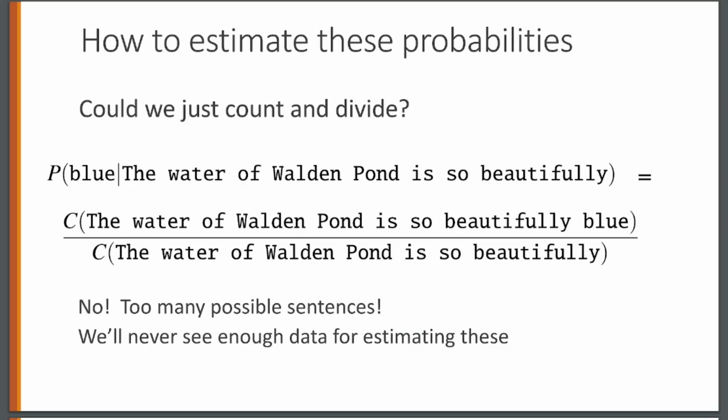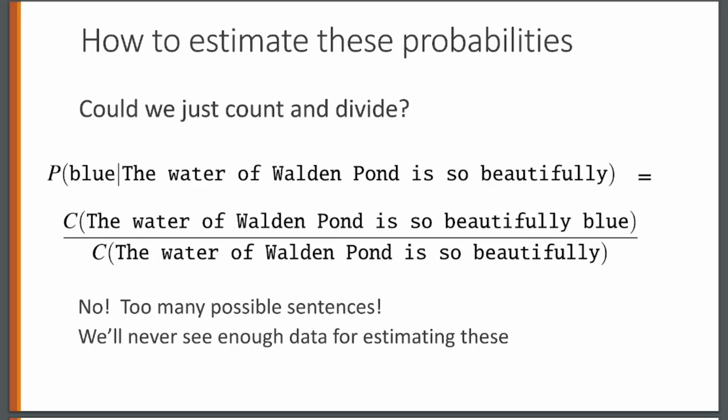Okay, so now, how are we going to do this? Right? Well, we're going to do this by counting. And so let's think. I want to know, how likely is it that blue comes after the words, "The water of Walden Pond is so beautifully." All right, so let's count.